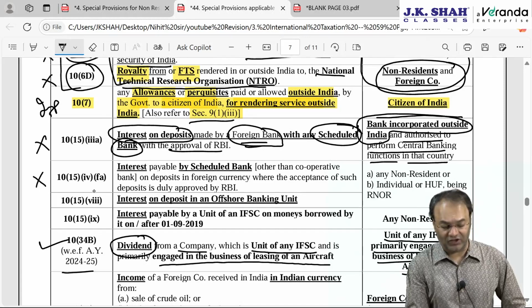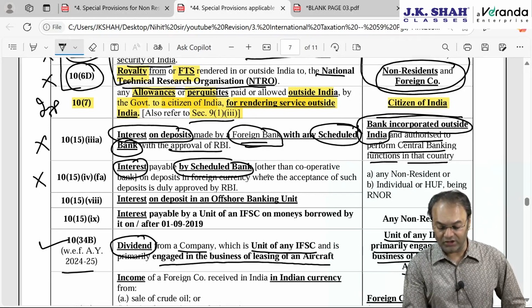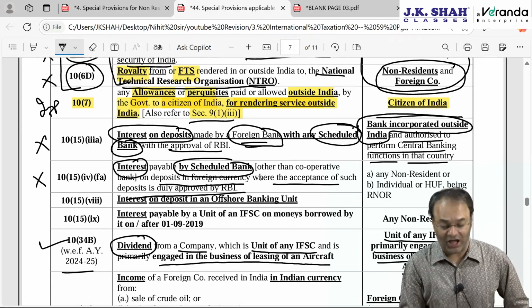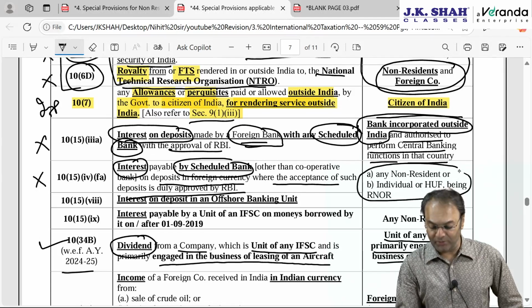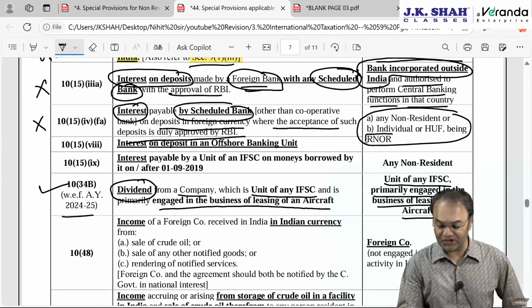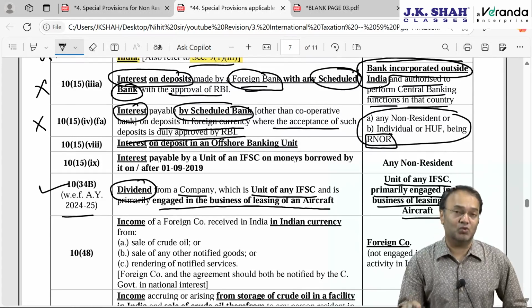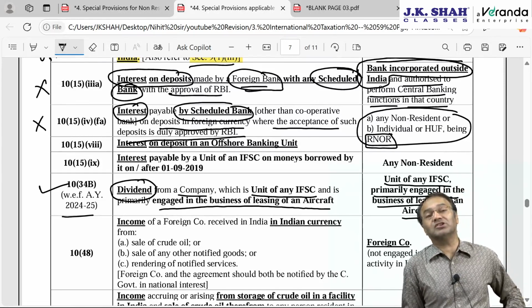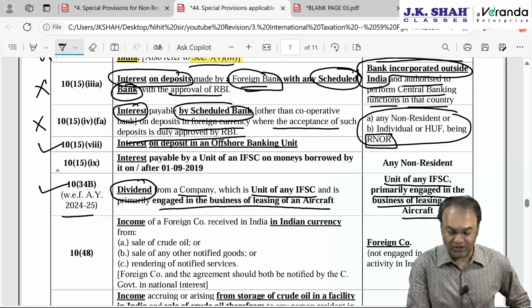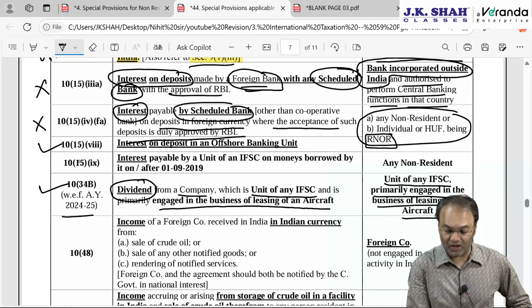In the same way, 10.15 subclause 4, interest payable by a scheduled bank other than a cooperative bank on deposits in foreign currency where acceptance of such deposit is duly approved by RBI. Applicable to non-residents or individuals or HUFs who are RNOR, resident but not ordinarily resident. This is the only clause where exemption is available to RNOR also. 10.30, 10.15 subclause 8, we are about to discuss.